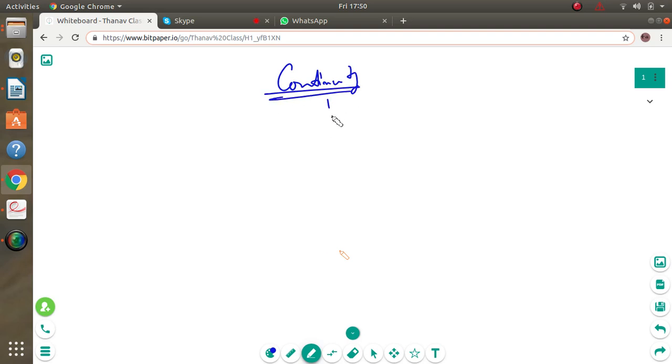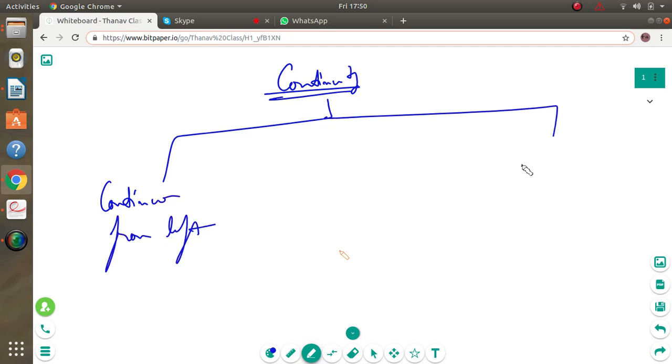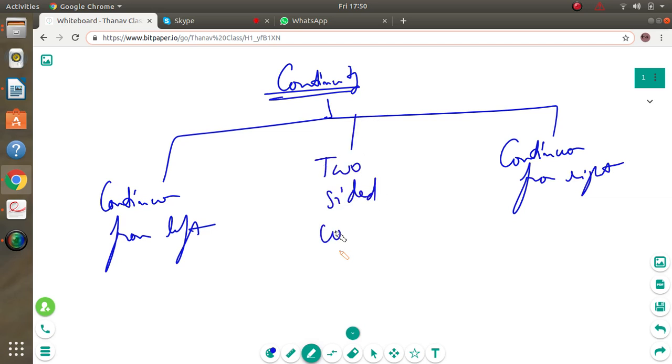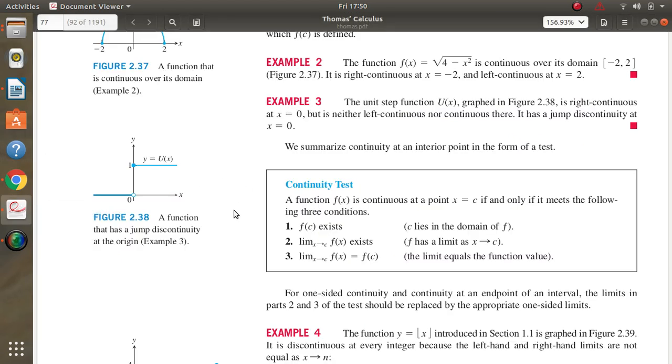So here we have either continuous from the left, or it is continuous from the right, or we have two-sided continuity. Here we have continuous from left, here continuous from right, or here two-sided continuity. Okay, so now let's do some examples here, example 2 and 3, and let's discuss them.